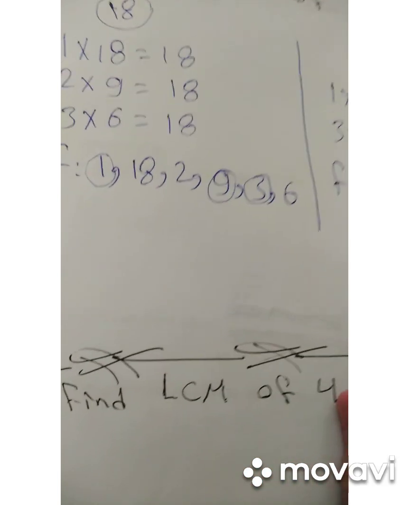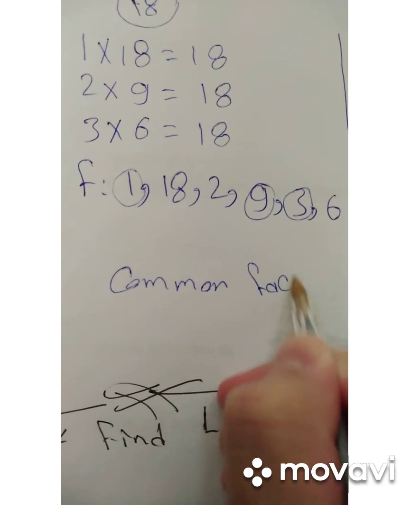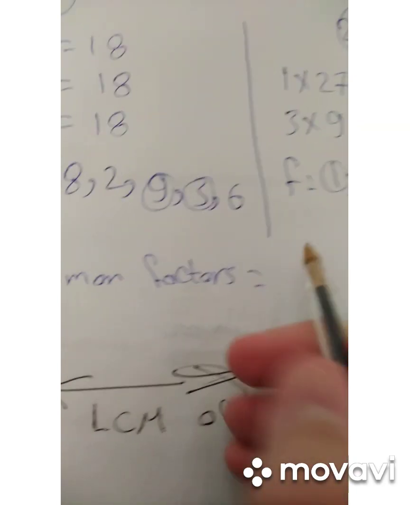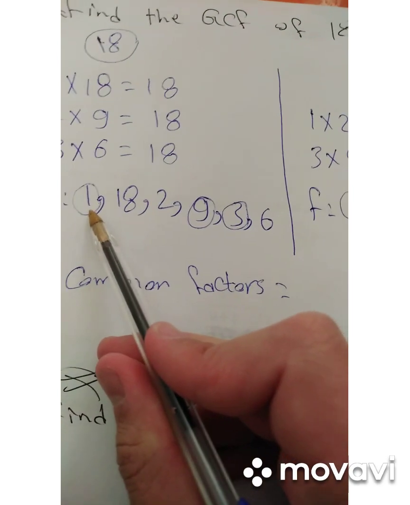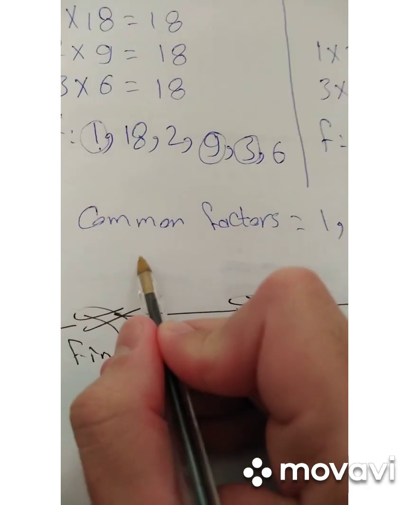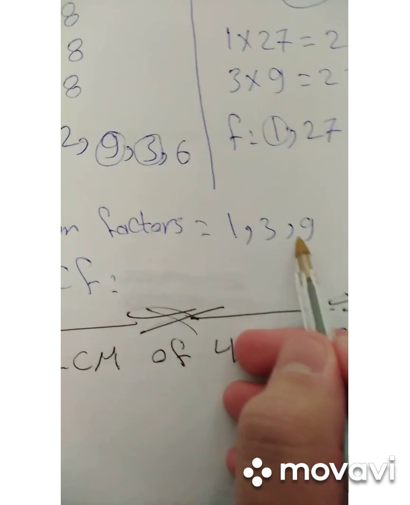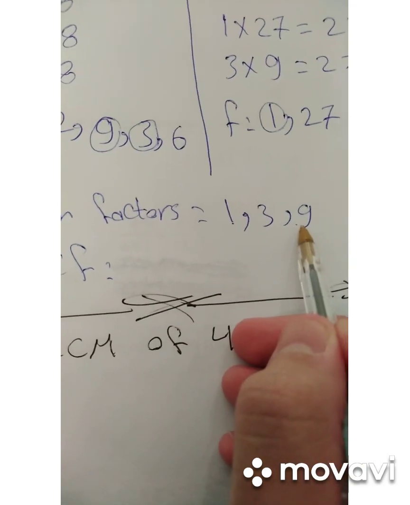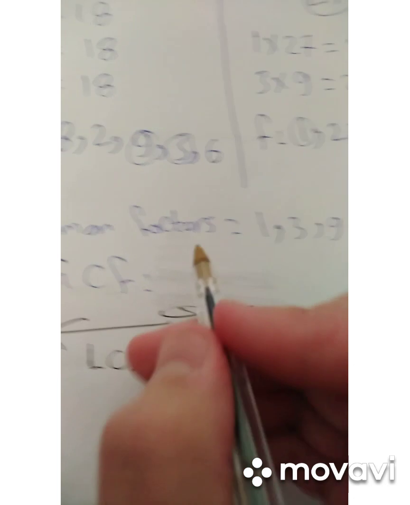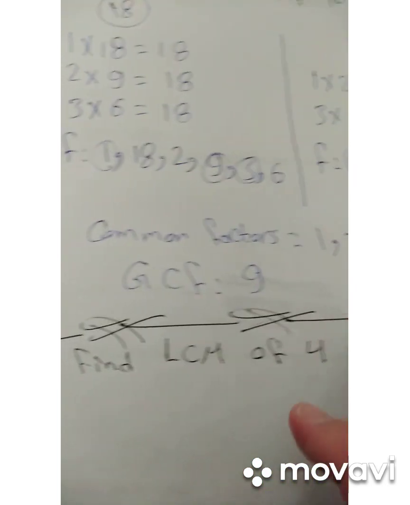So let's write now the common factors. Common factors are what? We circled 1, 3, 9. Now I want to determine the greatest common factor, GCF. What is the greatest one in these factors? We have 3 common factors: 1, 3 and 9. The greatest one is 9. So the GCF of 18 and 27 is 9.